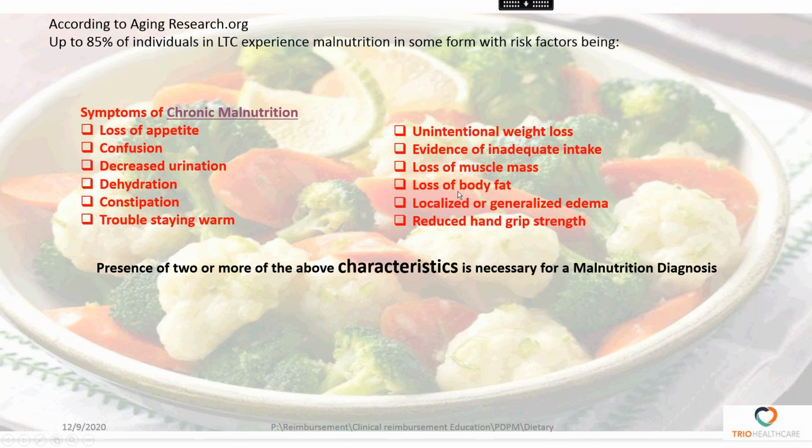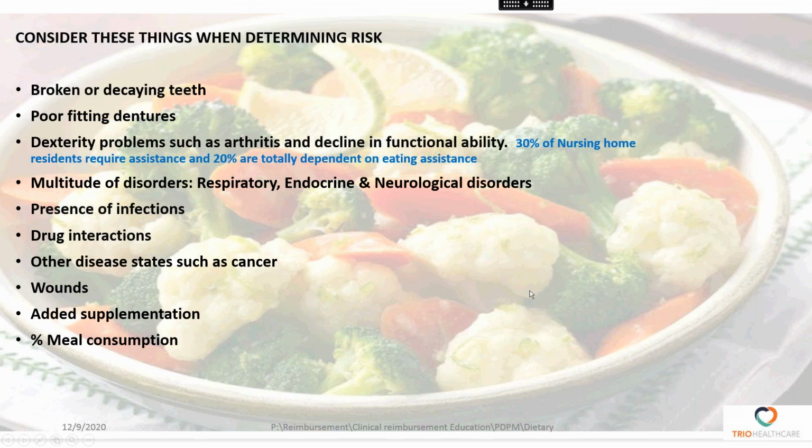So when you have 2 of these things, yes, we can indicate that they're at risk, but to support the record even more, we could address the doctor with these changes and discuss with them the potential for an actual malnutrition diagnosis. You would also want to consider these things when you're looking at risk. Does the patient have broken or decaying teeth or poor fitting dentures? Are there dexterity problems such as arthritis and decline in functional ability? Do they have a multitude of disorders, so a lot of comorbidities and medications that they take, which may be causing and putting them at risk for malnutrition?